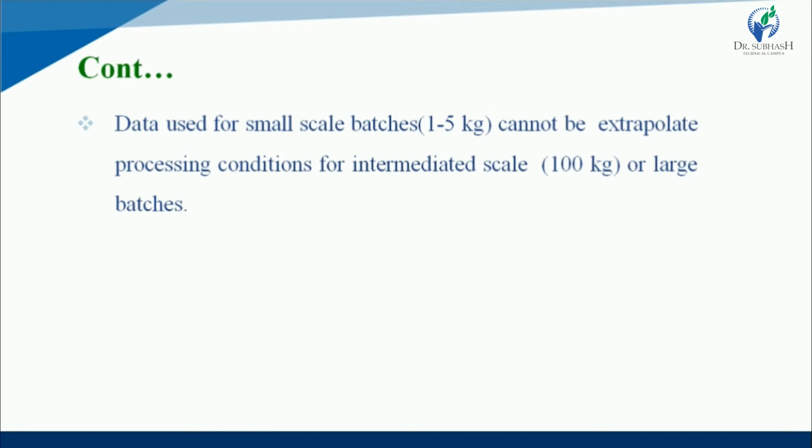Data that are used for small scale batches like 1 to 5 kg can't be extrapolated as processing conditions for intermediate scale like 1000 kg or large batches. That means any data that are useful for small scale batches can't be extrapolated for intermediate scale processing or large scale batch processing.